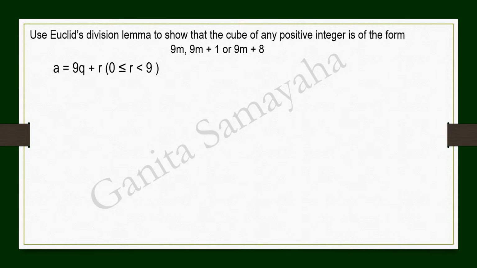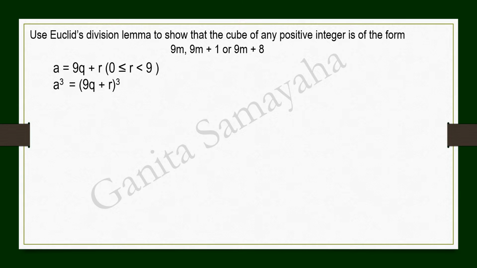Okay, now we are asked to cube here. Show that the cube of any positive integer. So what should we do? Consider a equal to 9q plus r and then cube it. That's all. There we squared, here we have to cube it. So we have a cube equal to 9q plus r whole cube. Okay, so we know how to expand this, the a plus b whole cube formula.